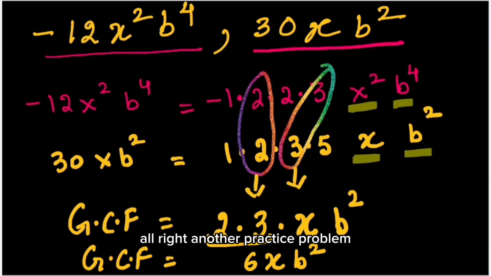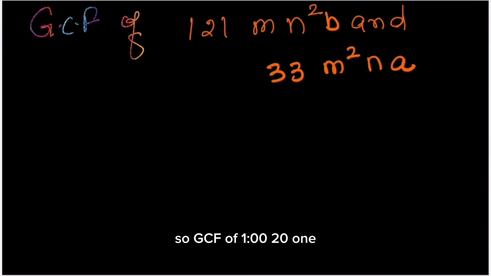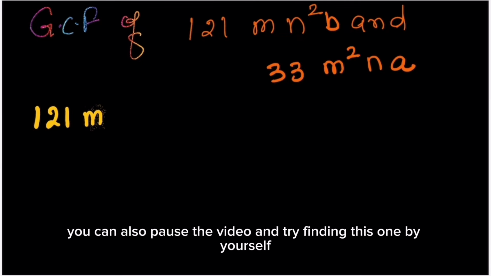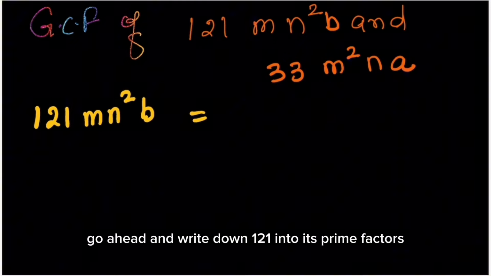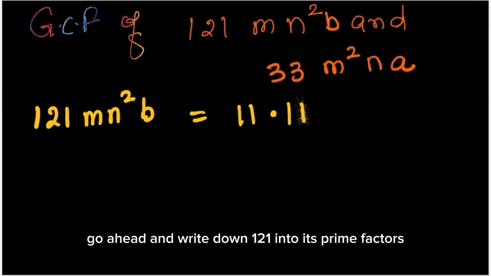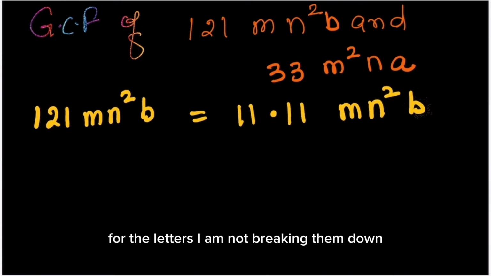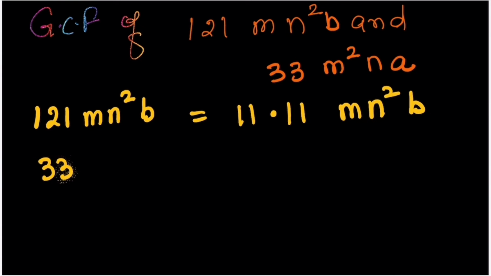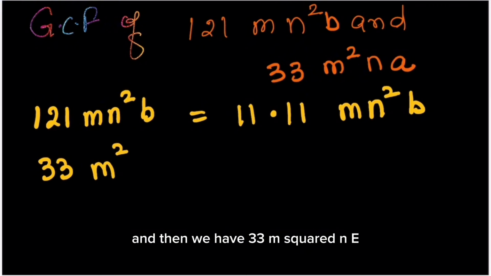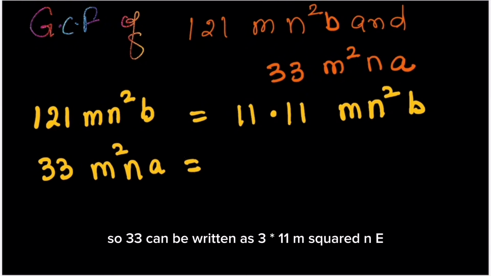All right, another practice problem. So GCF of 121. You can also pause the video and try finding this one by yourself. Go ahead and write down 121 into its prime factors. For the letters, I am not breaking them down, I will just write them as they are. And then we have 33 m squared n a. So 33 can be written as 3 times 11, m squared n a.